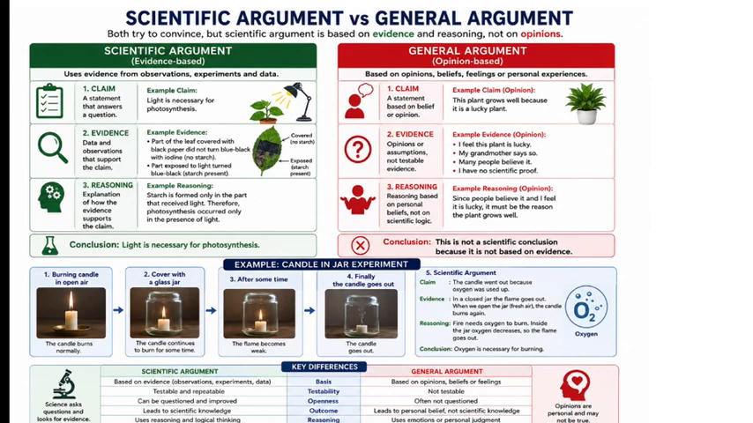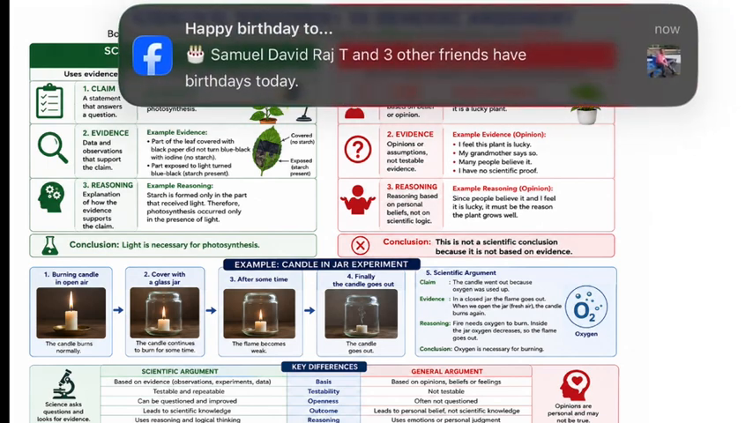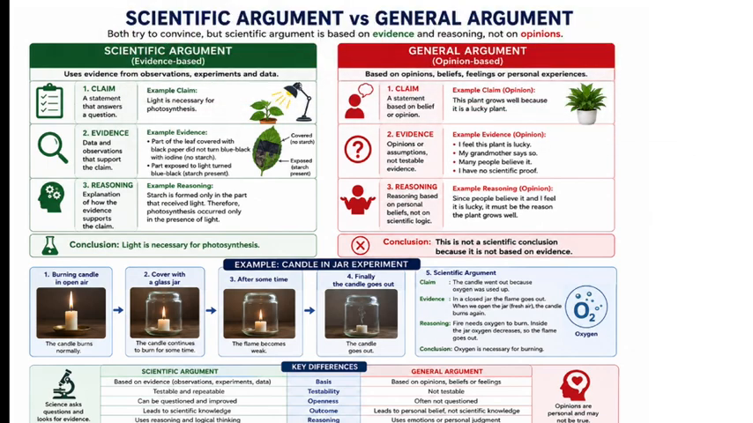Whereas in a general argument for the same experiment, they try to convince people with their experience. They lit the candle and covered it with the jar, and for example they give their opinion, maybe the spirit of fire doesn't like glass, so that's why the candle went off after some time. If it is a scientific argument, they say that maybe oxygen is required, and they try to convince with experimental evidence that oxygen is important.